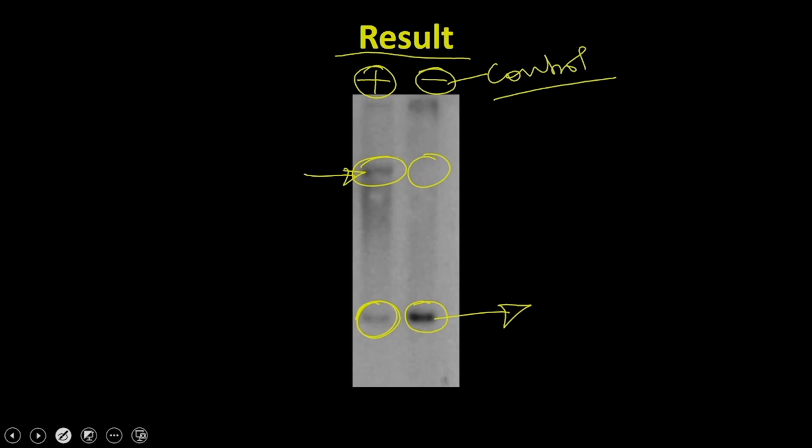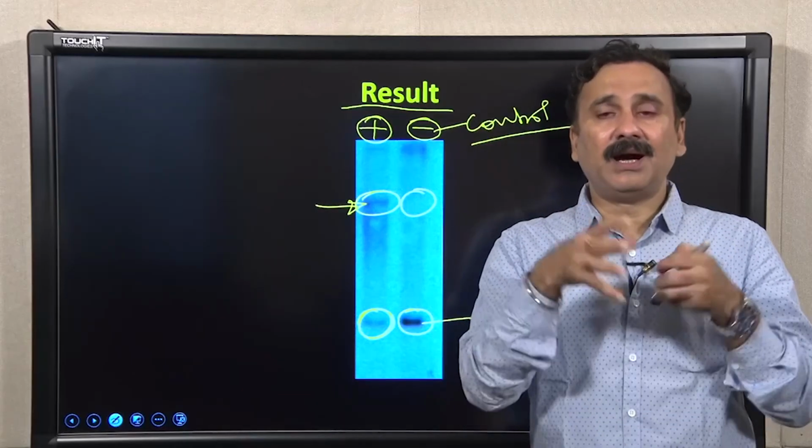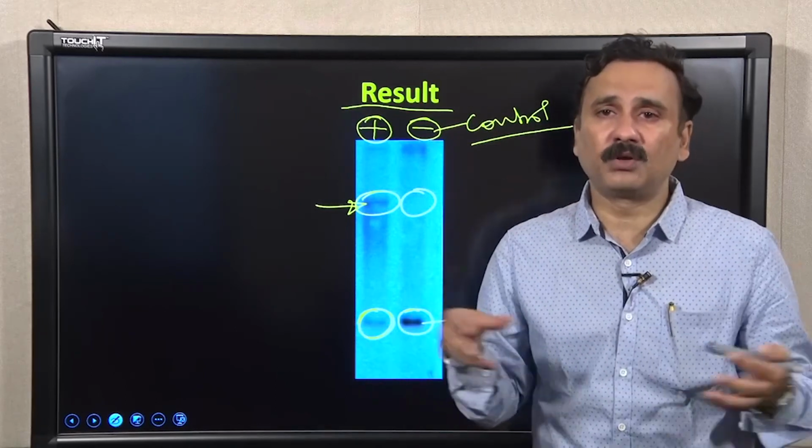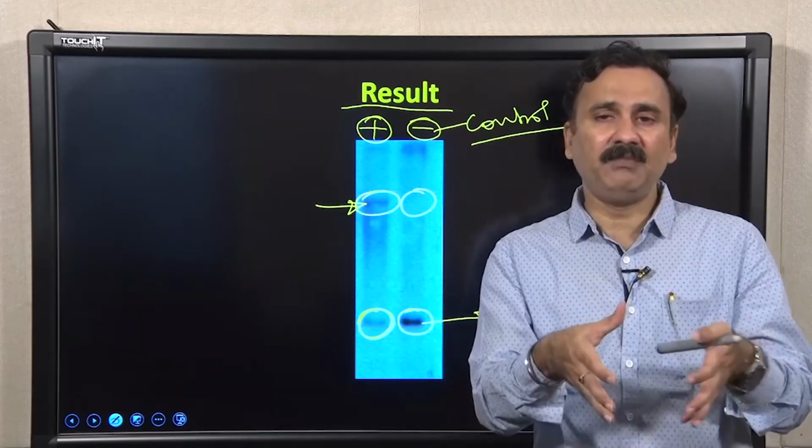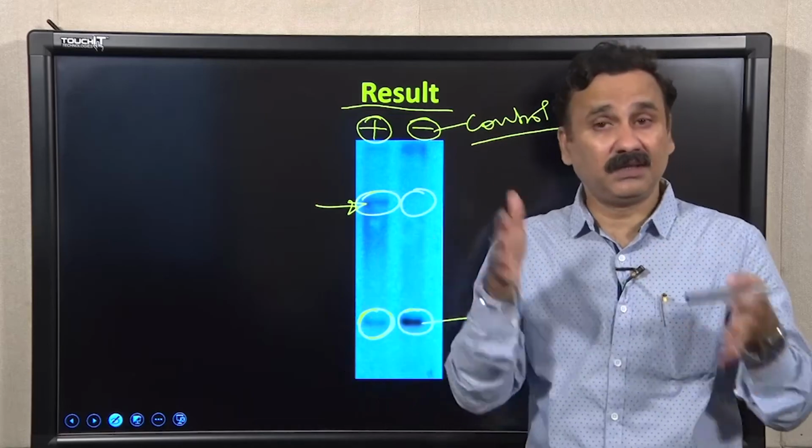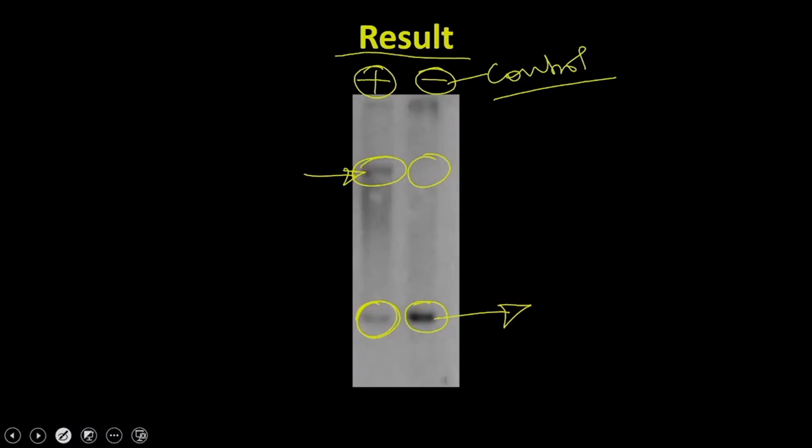So for example, this is a gel where people were looking for whether a particular knockout was successful or not. What they have done is they have taken a wild type and a knockout strain, done the southern blotting, and then looked with the help of the probe whether that particular gene was present or not. So this one is the wild type and this is the knockout. If this is a knockout, it should not have this particular band.